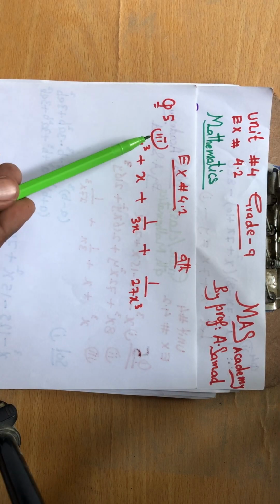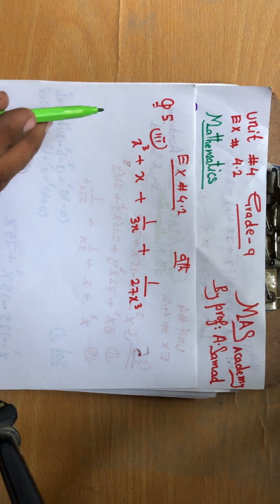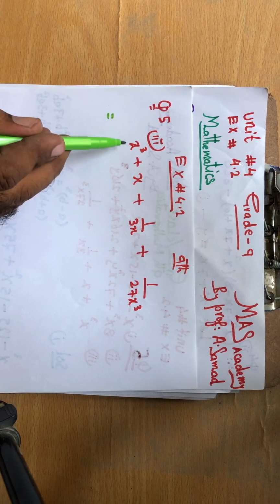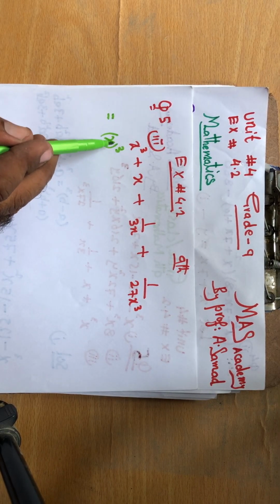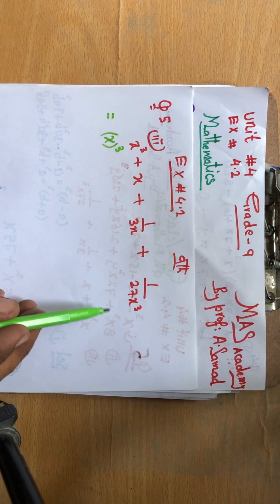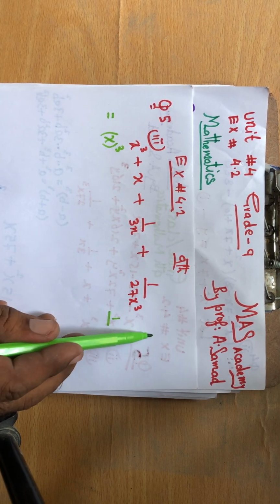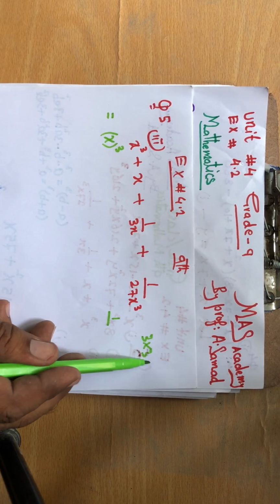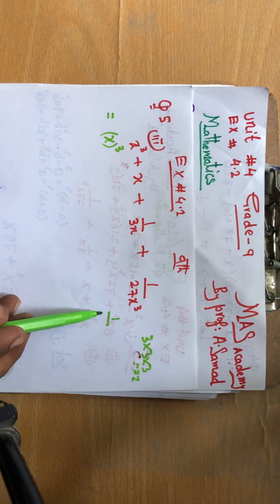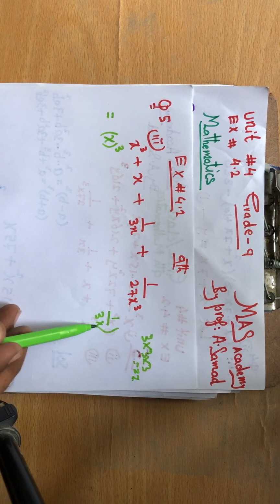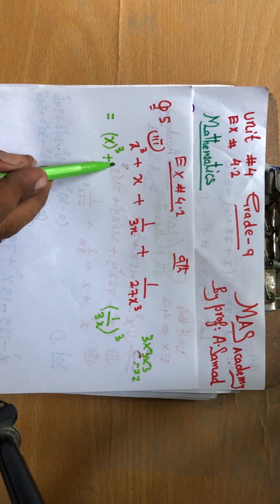Now we reached the next part, that is part number 3. The same question is going on, exercise 4.2 question number 5. We have x cube in front of us, so we can write x to the power 3, and the last term is 1 over 27. Here we are searching for our b cube. We know 27 is the product of 3 multiplied by 3 multiplied by 3. That's why we can write (1 over 3x) power 3. This is our b cube.